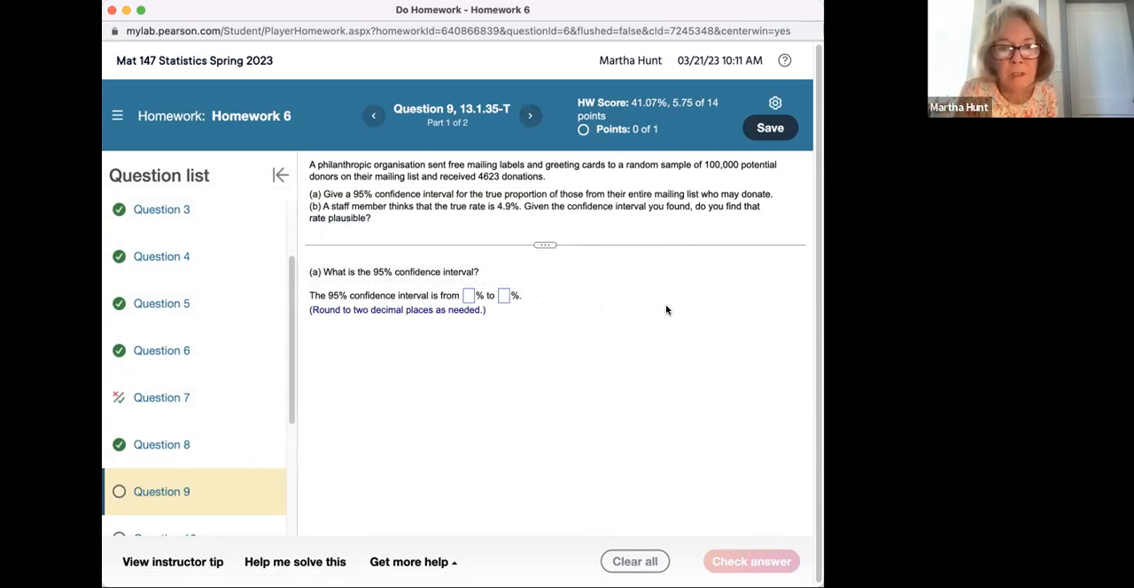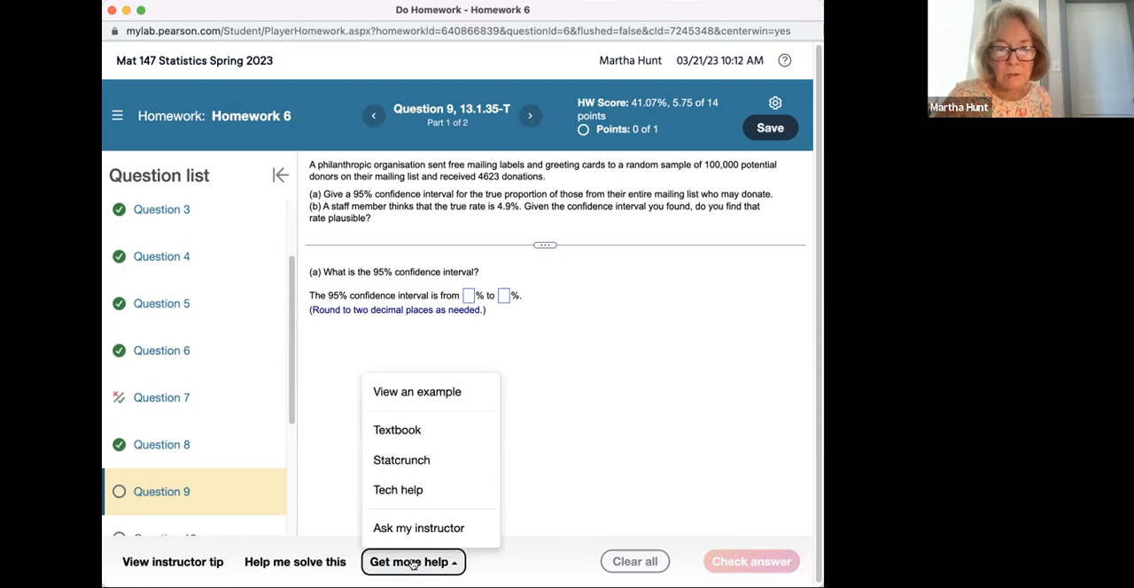Okay. Philanthropic institution sent mailings out to 100,000, and that generated 4,623 donations. Give a 95% confidence interval. That is actually a piece of cake because we know both the number of successes, 4623, and we know the size of the sample, which is 100,000. So this might be the last one we do of this type.